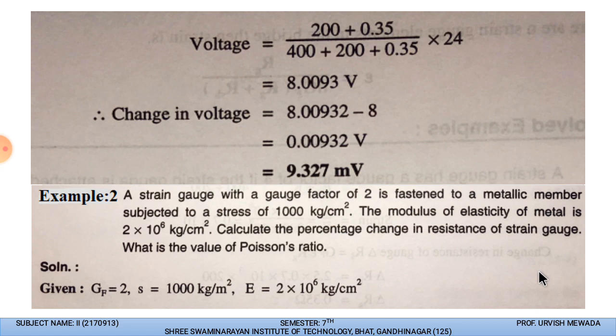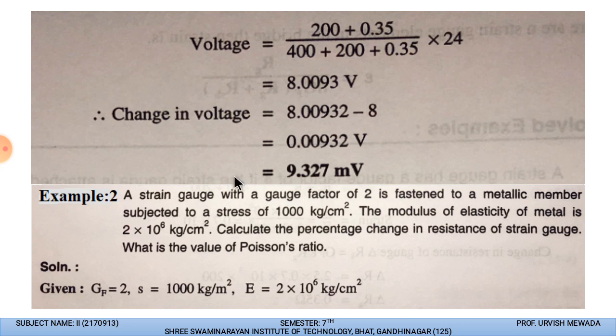So whenever we apply the stress, the gauge will show the deflection, and this much amount of voltage will change when we apply the stress on the strain gauge. So this is how we can calculate the examples related to the strain gauge. Now let us check example number 2.